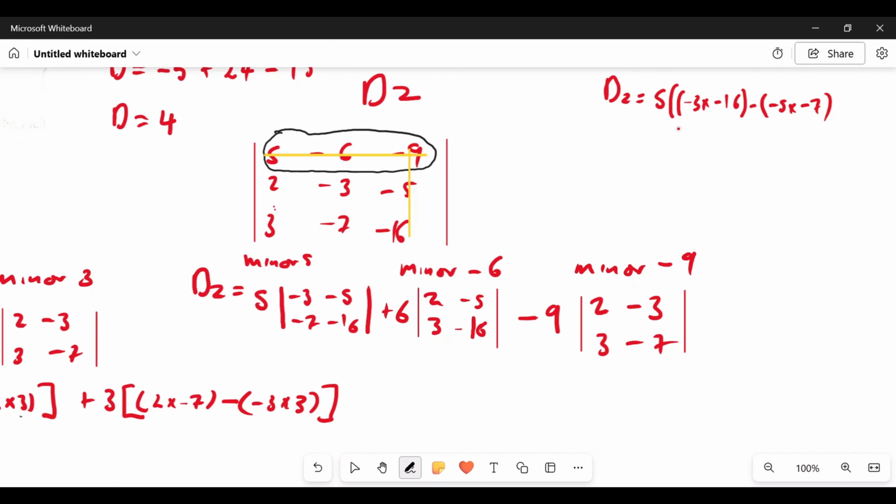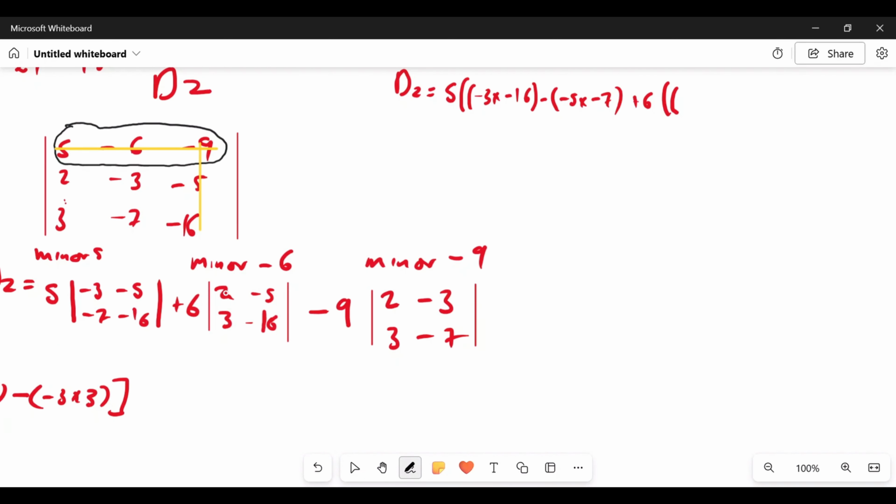But what about when the minor is 6? Remember, we have +6 here. Let's create more space again. We're going to multiply the first entry with the last entry. It is going to be 2 multiplied by -16 minus, what is our second entry? It is going to be -5 multiplied by 3. There we go. So this is for the second minor, when the minor is -6.